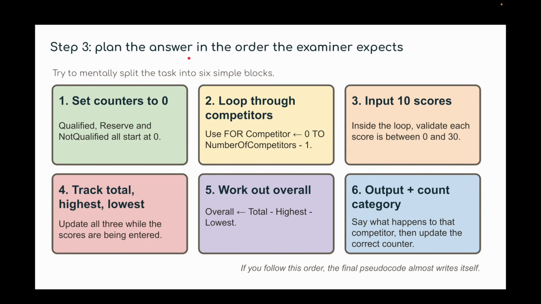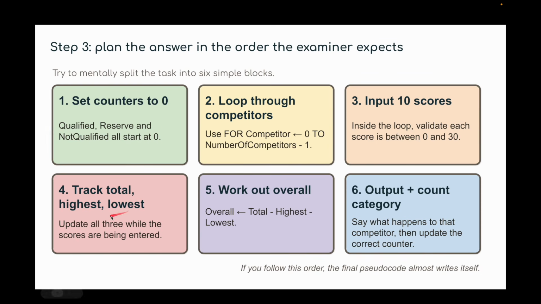So plan the answer in order the examiner expects. Set the counters to 0. You'll see this in a moment. Qualified, reserved, or non-qualified. Everything starts at 0. We're going to loop through the competitors, so I'm going to use a for loop for this. We're going to input the 10 scores inside, so it's going to be a loop inside a loop. For each loop where we'll do a competitor, we're going to put a loop inside that for the scores.